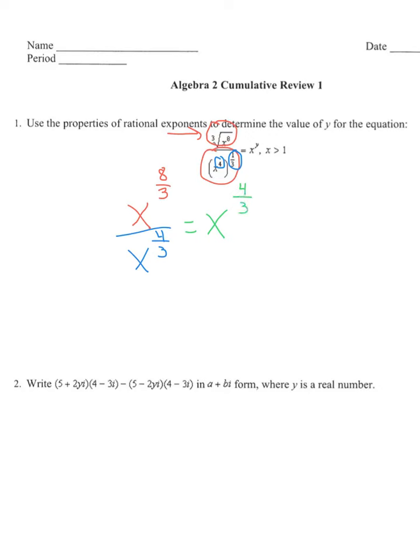So right now we've simplified the left side of the equation, and we're going to set it equal to the right side of the equation. So we notice that we now have common bases of x in an equation, which means we can cancel them out, and 4/3 is equal to y.